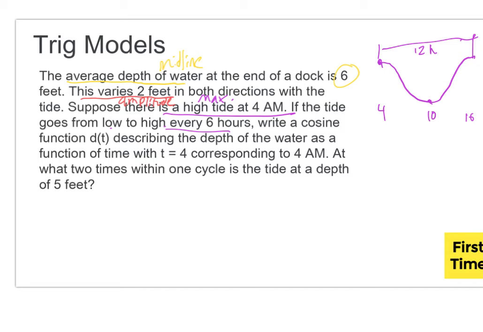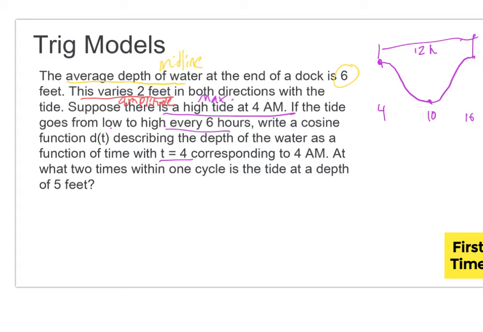So we did that. Write a cosine function. Yes, cosine is easier. In describing the depth of the water, t equals 4 corresponding to 4 a.m. That works out pretty well. And then we're asked, when is this at 5 feet? I'm just going to do that graphically instead of kind of do that all out.